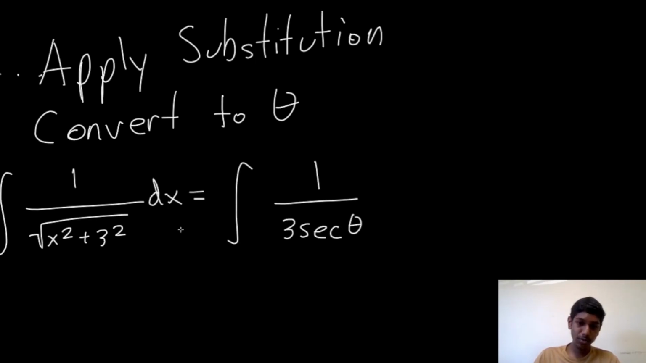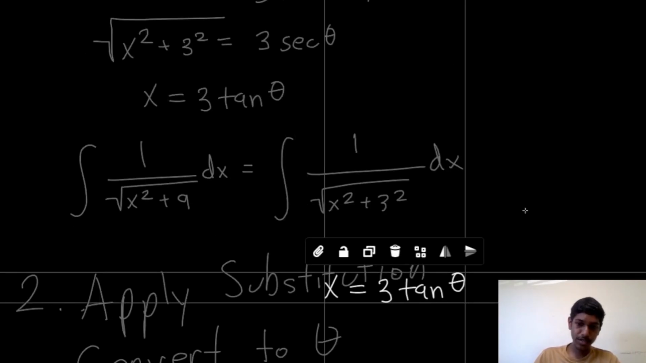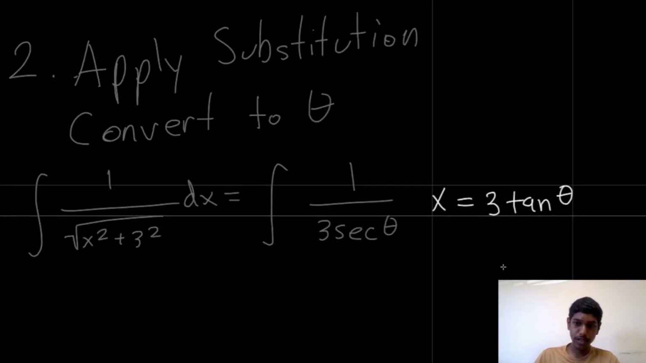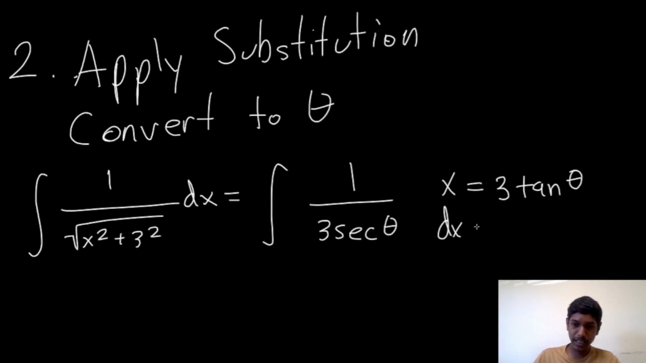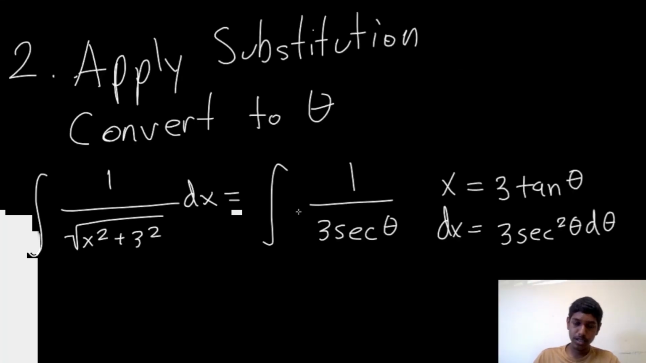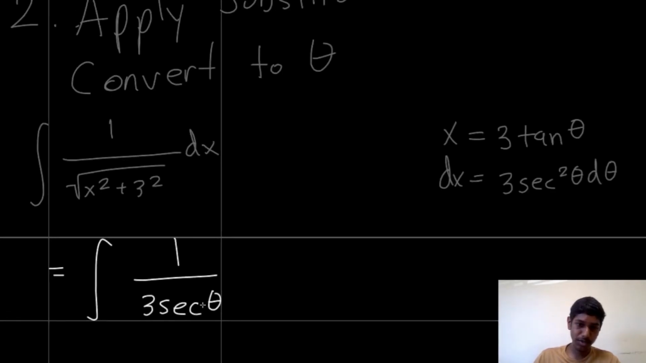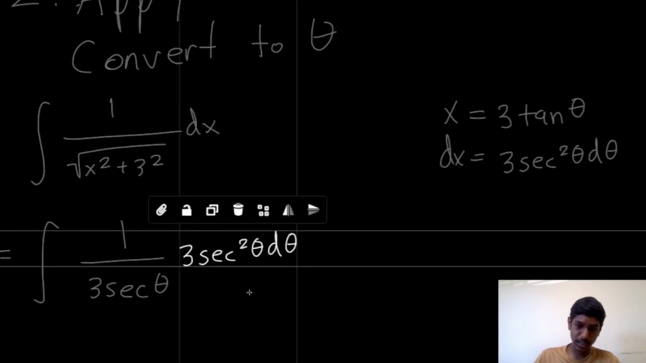Now dx we have to find from our substitution. So remember, we have this, right? So we'll copy that. So we have x equals 3 tangent theta. So that means dx equals 3 secant squared theta d theta. So that means that we can just go ahead and plug in the dx. So let's put this on a new line, and then dx is that.